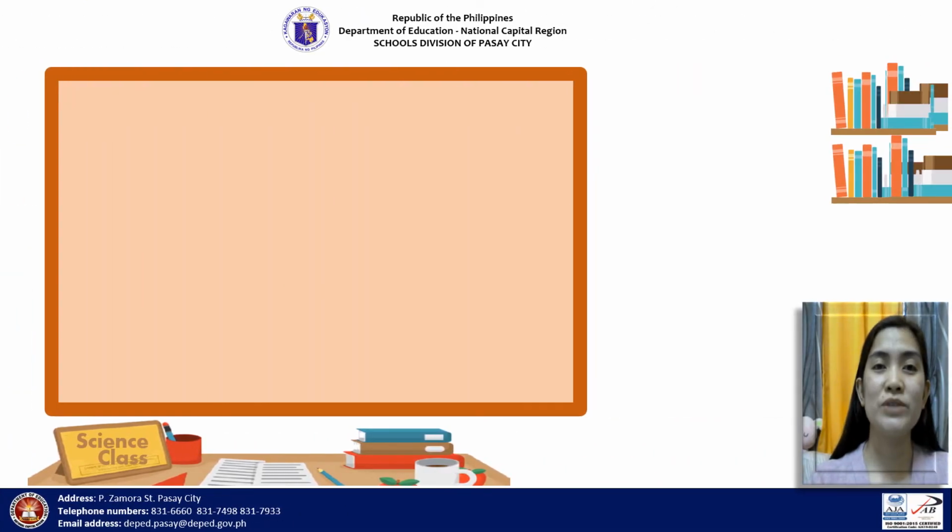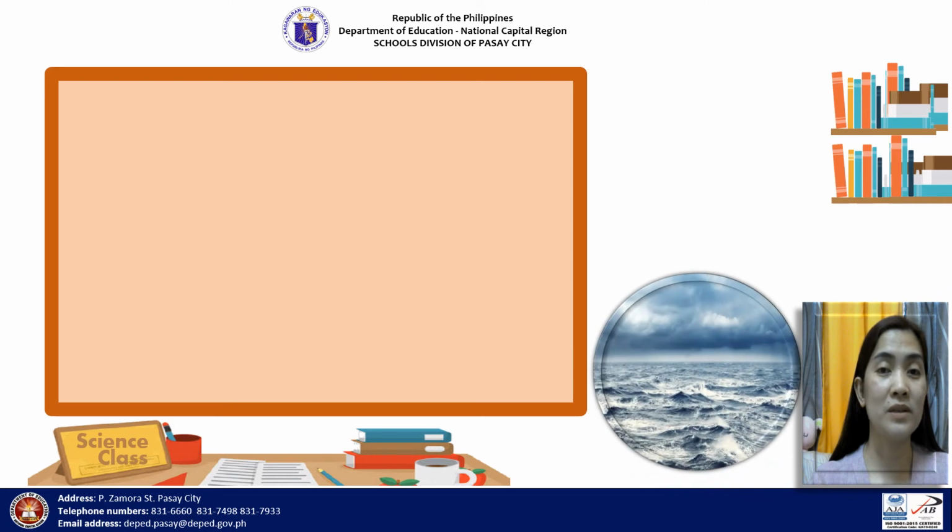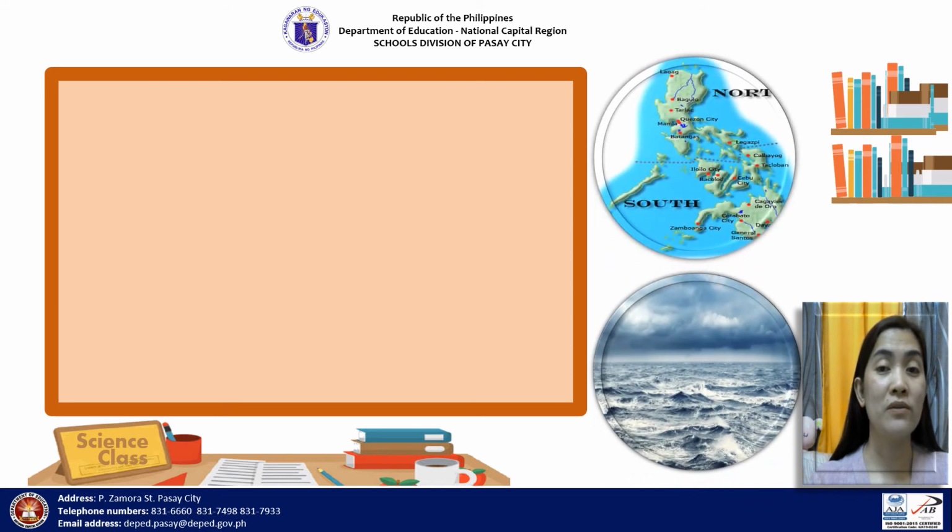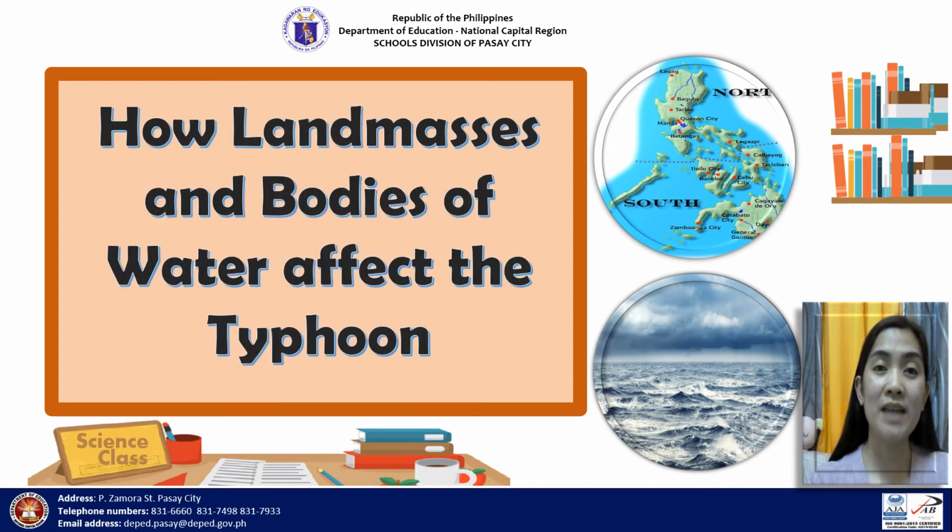Is it clear now to you how to describe the wind speed and air pressure in different parts of the typhoon? Okay, very good. But do you know what makes a typhoon strengthen over water and weaken over land? Have you ever wondered why this is the case? So let us find out how land masses and bodies of water affect the typhoon.